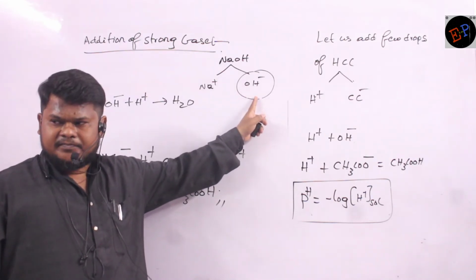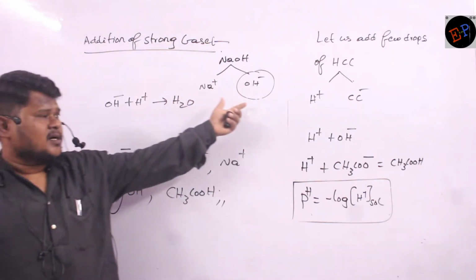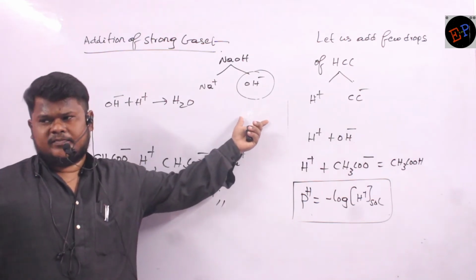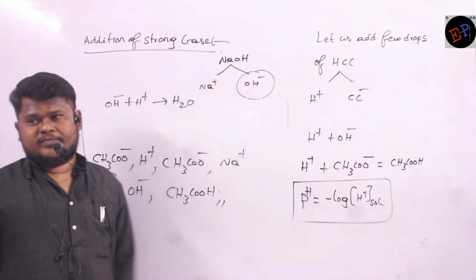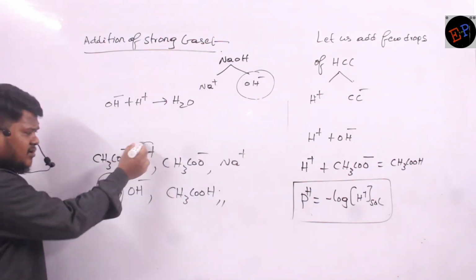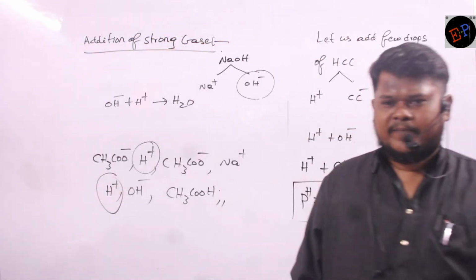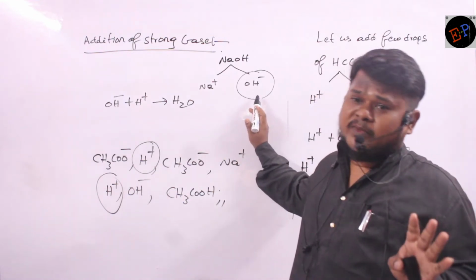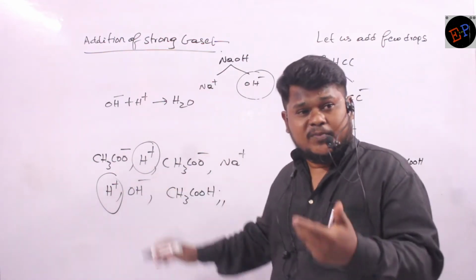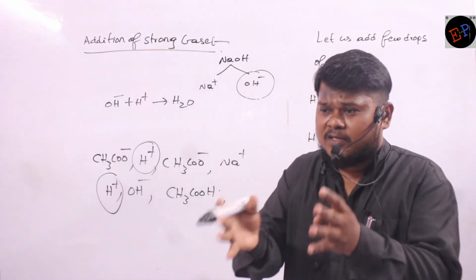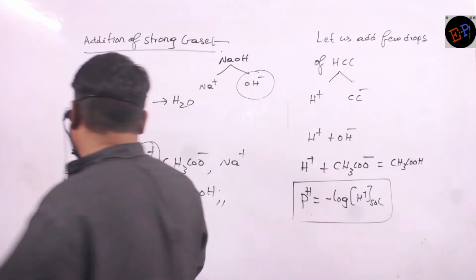Why is it not increasing? As soon as NaOH is added, OH minus reacts with H plus, and the concentration of OH minus remains the same. So the basic nature does not increase. But the problem is that the H plus ion concentration has reduced. That is one problem. So the OH minus ion concentration remains the same, but it is reacting with H plus. So what happens to the H plus ion concentration of the solution? H plus is reducing.